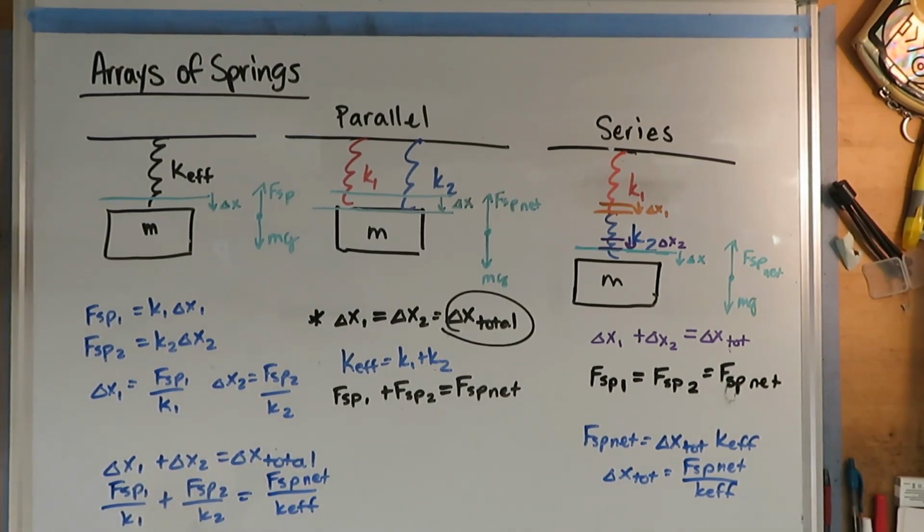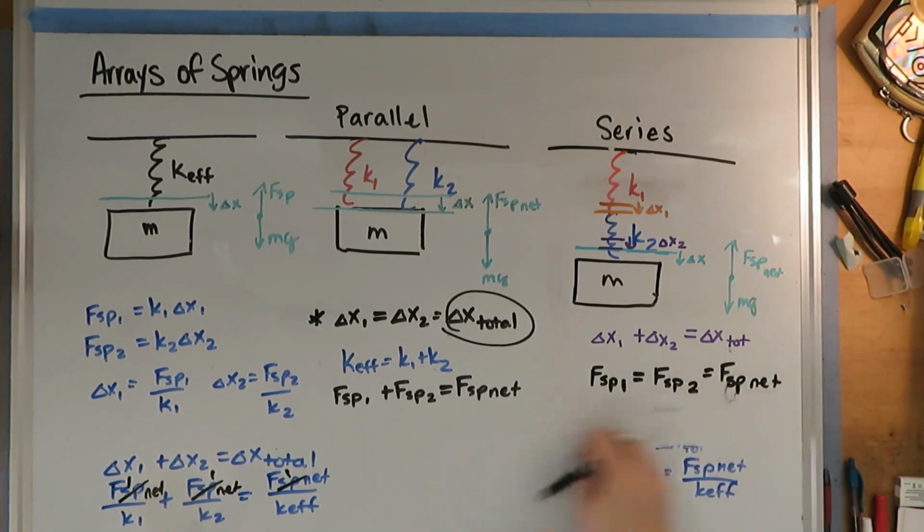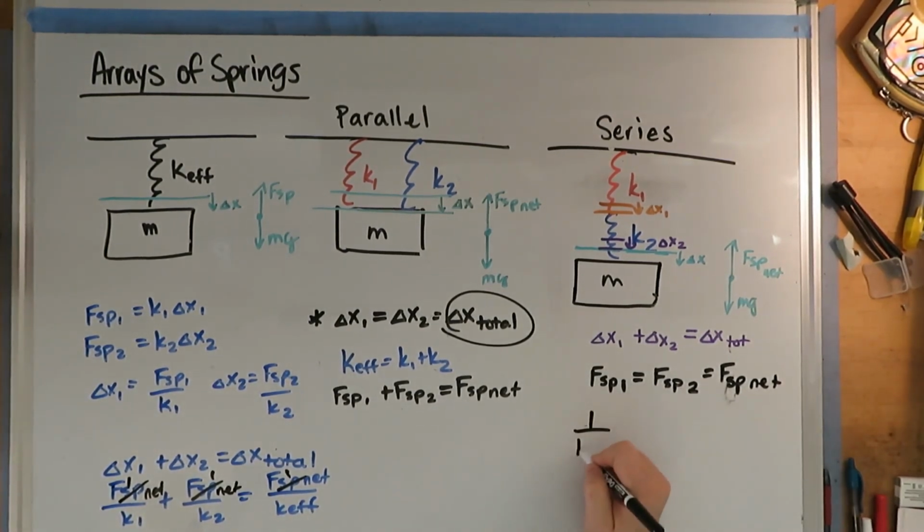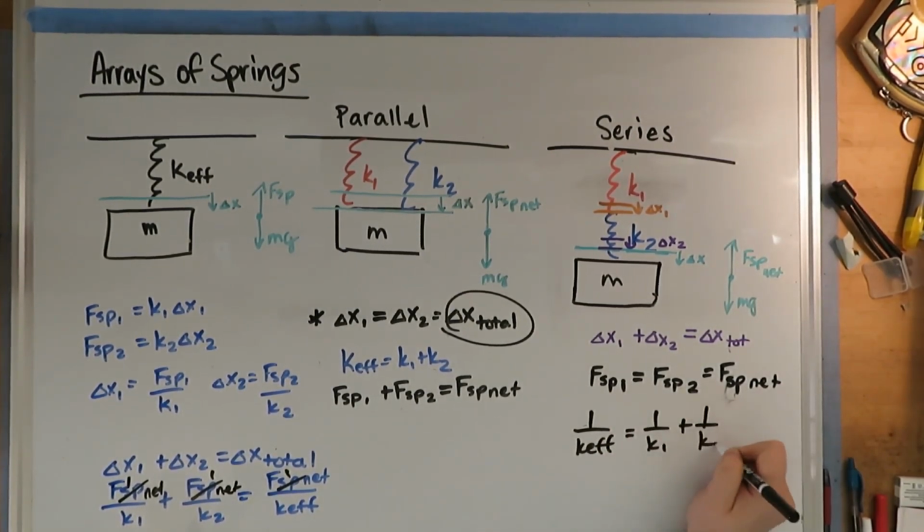But these three forces are all the same. So I could replace them all with F_sp net, which means I could factor out an F_sp net and divide it out, and I would get 1 over k1 and 1 over k2 and 1 over k effective. So what that tells me is that 1 over k effective is going to be 1 over k1 plus 1 over k2. And I can extend both of these equations to include 3 springs or 4 springs if I wanted to.